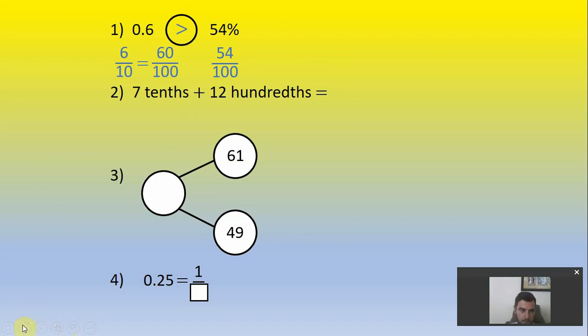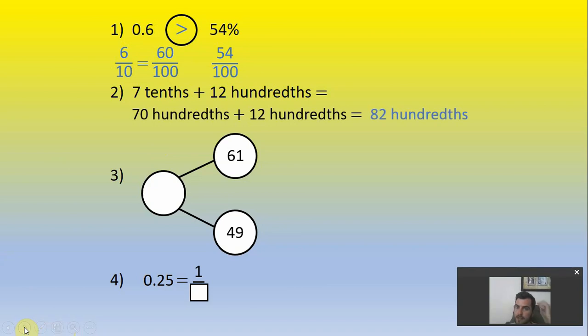Number 2, the answer is 82 hundredths. What I would have done here is written out 0.7 to show 7 tenths, and then 0.12 to show 12 hundredths, and then that would allow me to work out the answer by adding them together. But the answer is 82 hundredths.